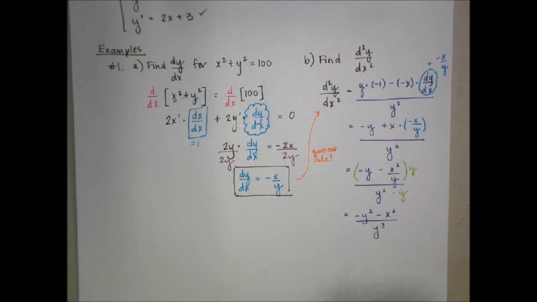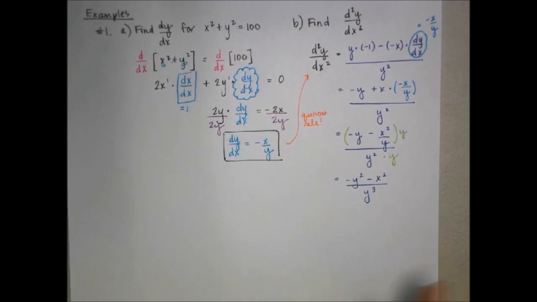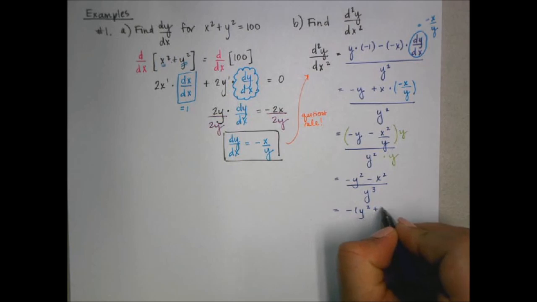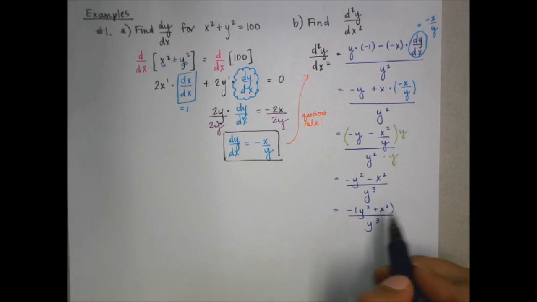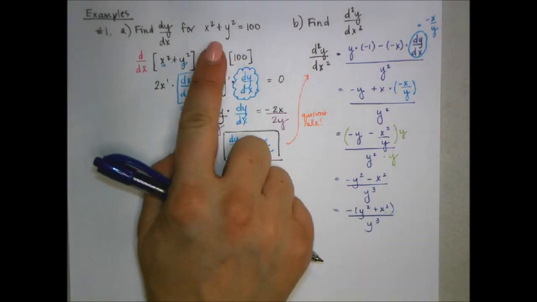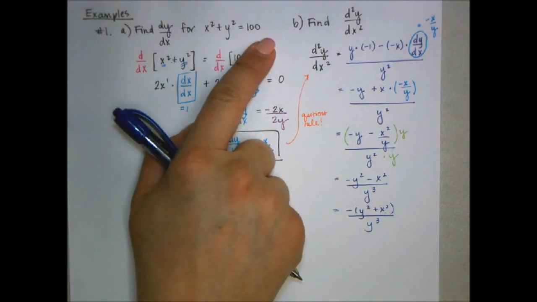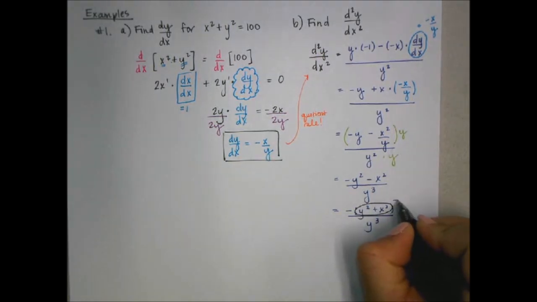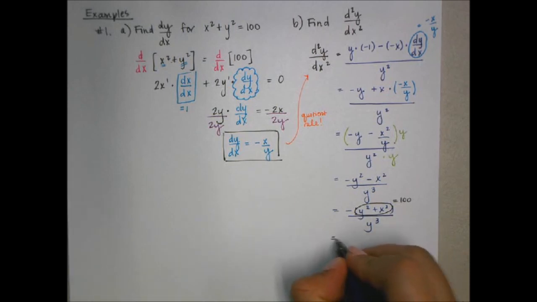Okay, that seems pretty nice, but I can go a little bit more with this and factor out that negative. And that helps because I know what y squared plus x squared is. It's exactly what we started with. y squared plus x squared, or x squared plus y squared, is equal to 100. So going back to the very beginning of the problem, make one more substitution. And so we finally end up with negative 100 divided by y cubed.